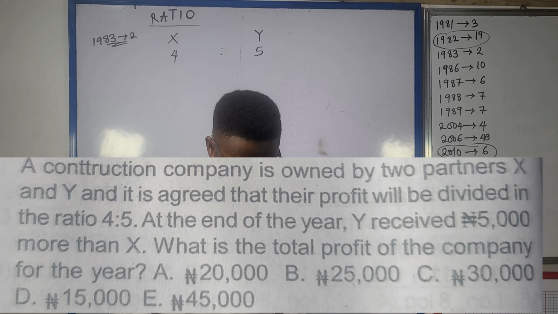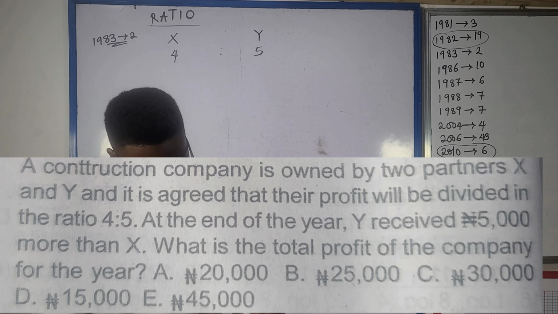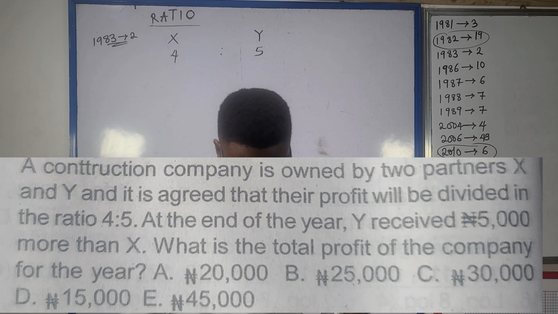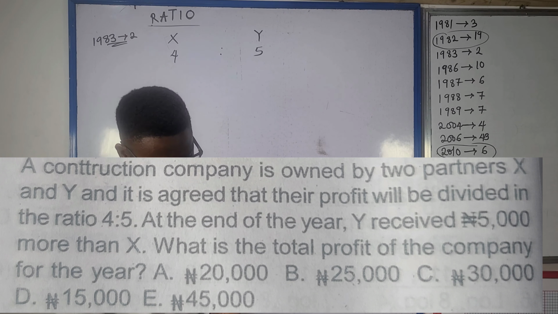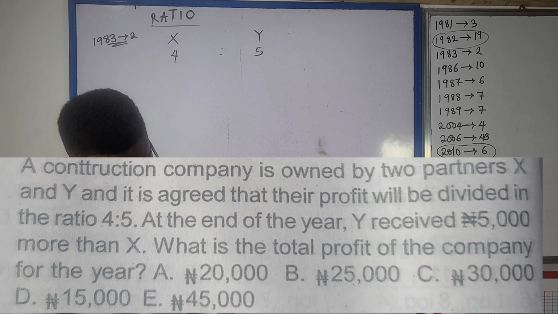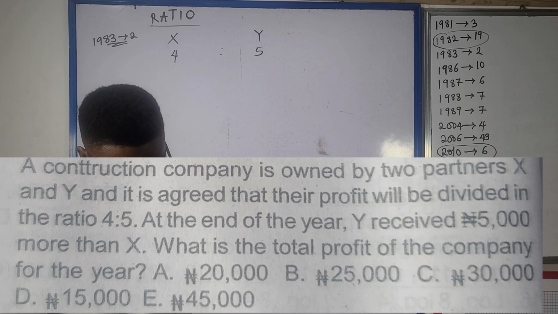You can see the question on your screen. It says a construction company is owned by two partners, X and Y. It is agreed that their profits be divided in the ratio 4 to 5. At the end of the year, Y received 5,000 more than X.